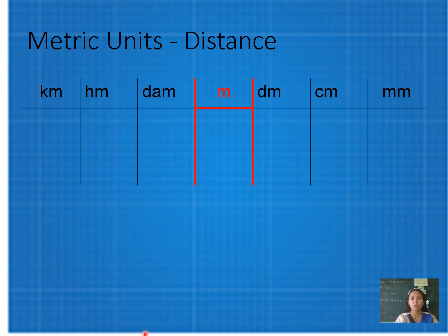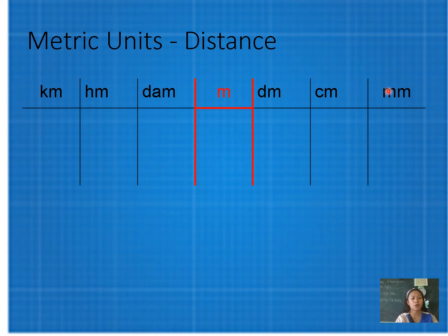Another unit for distance is the millimeter. The millimeter in relation to meter is just equal to 10 to the power of negative 3. So that's just equal to 1 over 1,000 of a meter. So that's 10 to the power of negative 3. So we'll have 1, 2, and 3. So I'll put millimeter here.